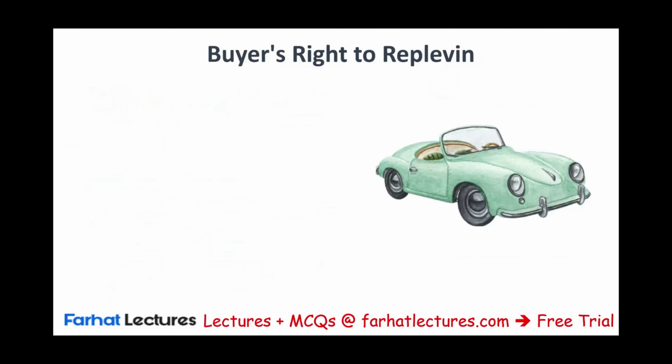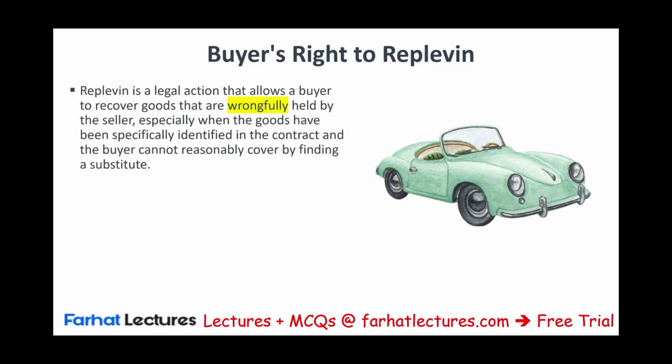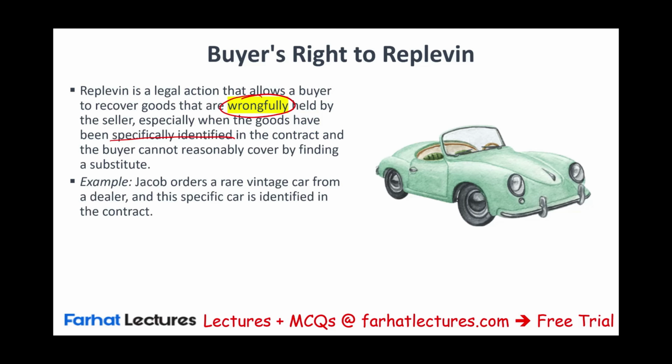Buyer's right to replevin. What is that? It's a legal action that allows a buyer to recover goods that are wrongfully held by the seller. So the seller has them. For example, they were manufacturing something for you. It's done. They segregated them. They have them, but they're holding them. When the goods have been specifically identified in the contract and the buyer cannot reasonably cover by finding a substitute, then you'd say, you know what? You have them. It's my product. You can ask the court to force them to release it.